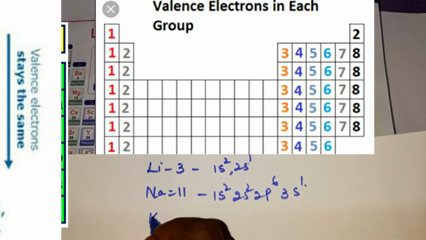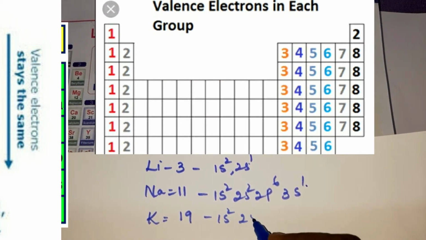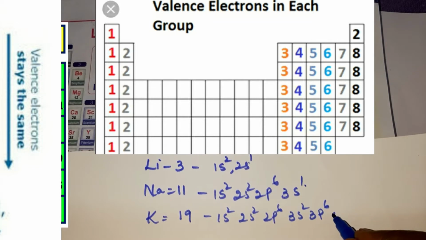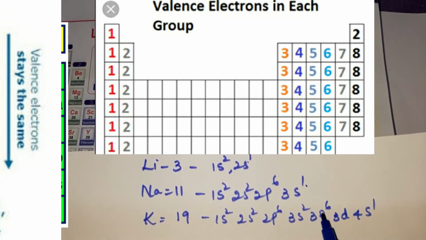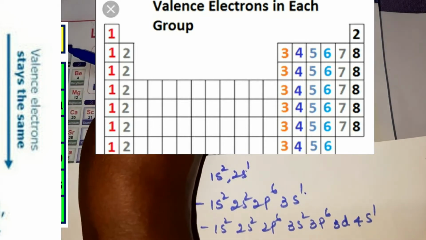If you take potassium, atomic number 19, 1s2, 2s2, 2p6, 3s2, 3p6, 3d0, 4s1. So you can see the number of valence electrons is the same when you move down the group.